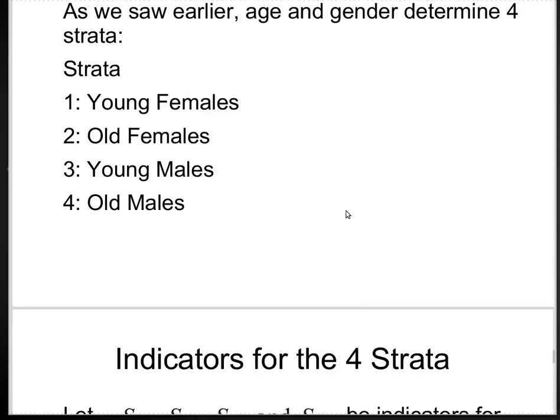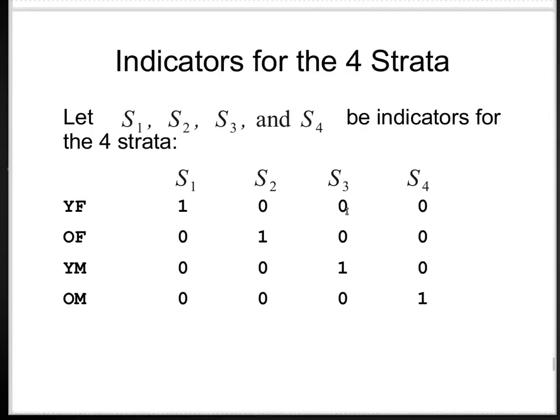Okay, so what's going on now? Well, we can then construct indicator variables for the 4 strata here. So, for example, S1 would be the indicator for the young women, S2 the indicator for the old women, and so on. Now, instead of using the indicators for men and women, young and old, and that product term that we saw, how about we just use the indicators for these 4? All right, let's do it.